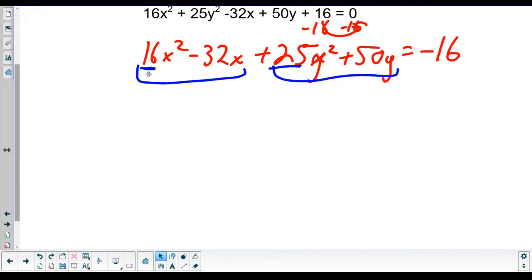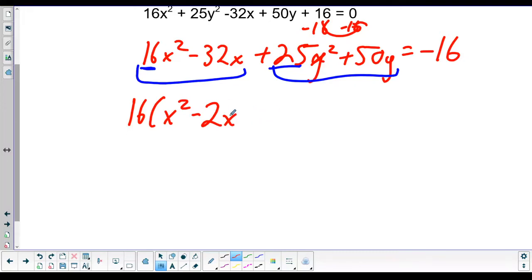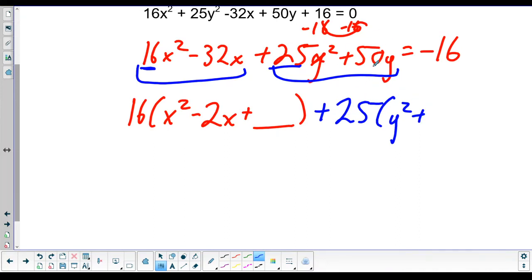So the common factor here is 16. We're going to factor a 16 out of our x's. So we'll put 16 times x squared, because 16 goes into 16 one time, and 16 goes into negative 32 negative 2 times. And I'm going to put a little plus blank here, because we're going to have to fill that in a second. For the y's, our common factor is 25. So we're going to put plus 25 times y squared plus 25 goes into 50 twice, 2y plus blank equals negative 16.